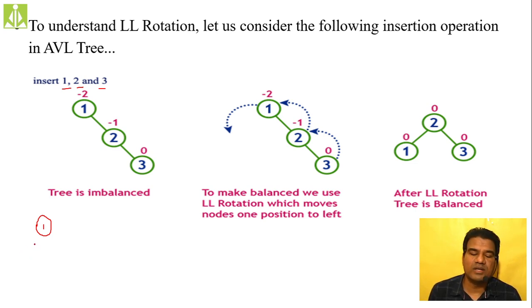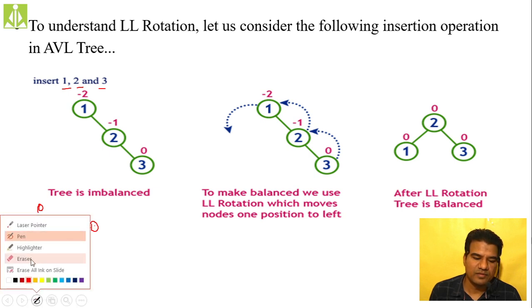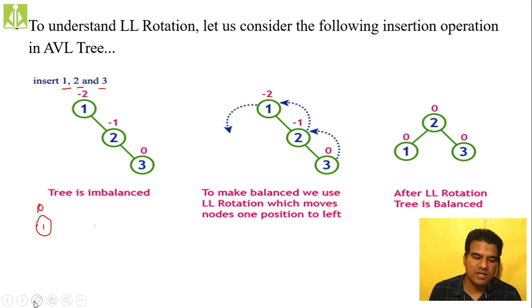I have inserted 1, so now I have to calculate the balance factor. No left side subtree, no right side subtree, so 0 minus 0, balance factor 0. Now you try to insert 2. After inserting 2, first we were having 1. Let me just delete this one and start again.